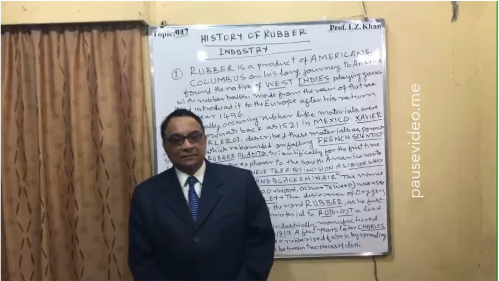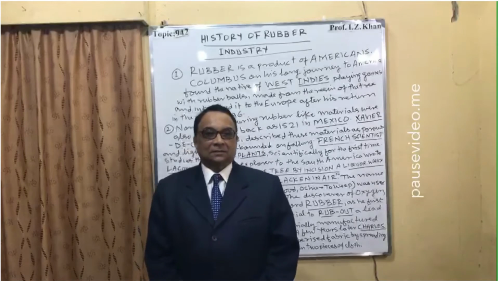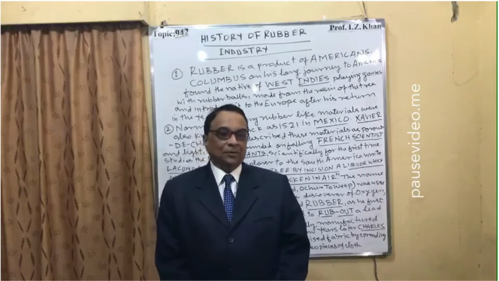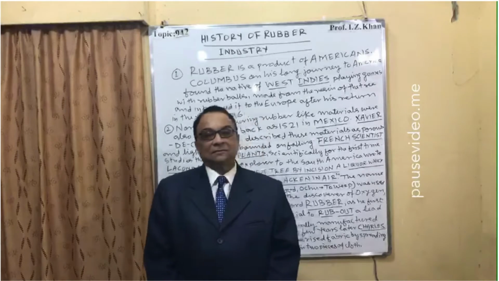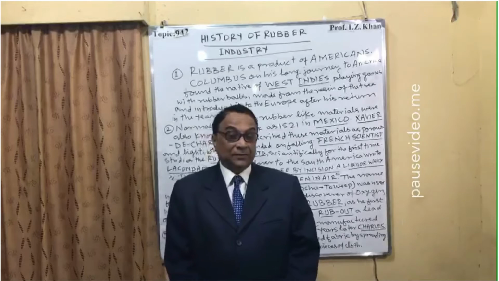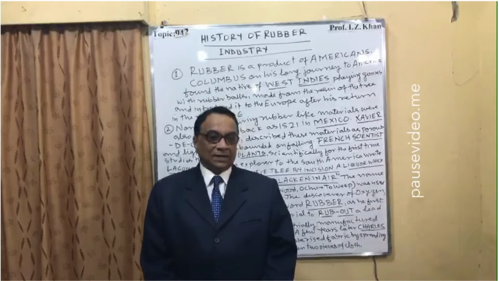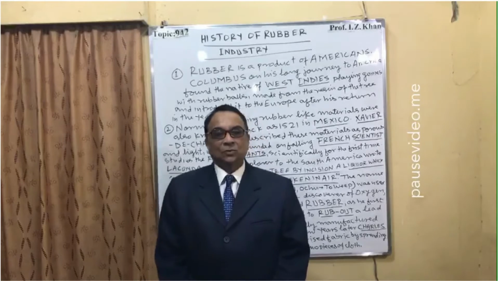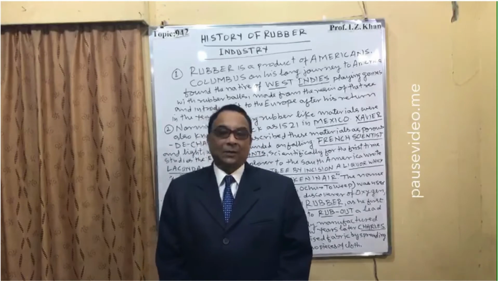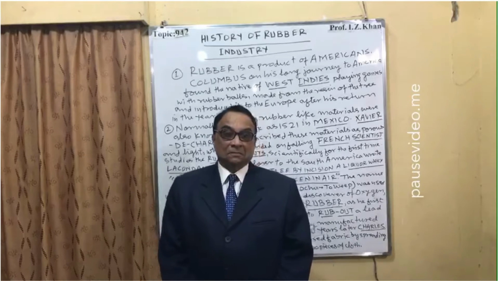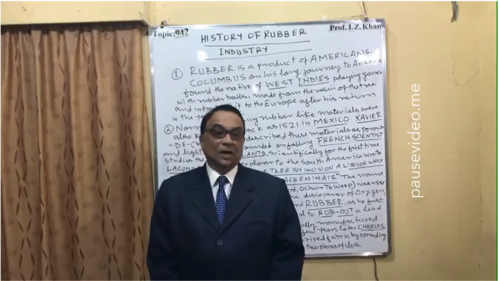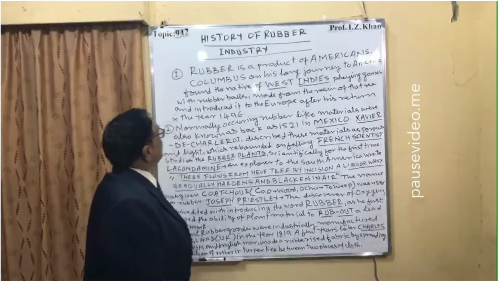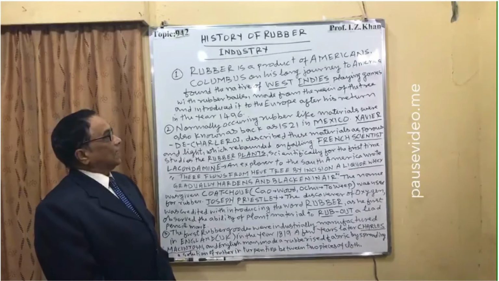So I am discussing here that rubber has a long, very interesting history. It is a plant product, that is liquid, and a lot of scientists were involved from 1500 to 1800 to convert it into an industrial product, I mean to use in industries. And nowadays we have thousands of products out of natural rubber, that is polymer. So number one, rubber is a product of Americans.